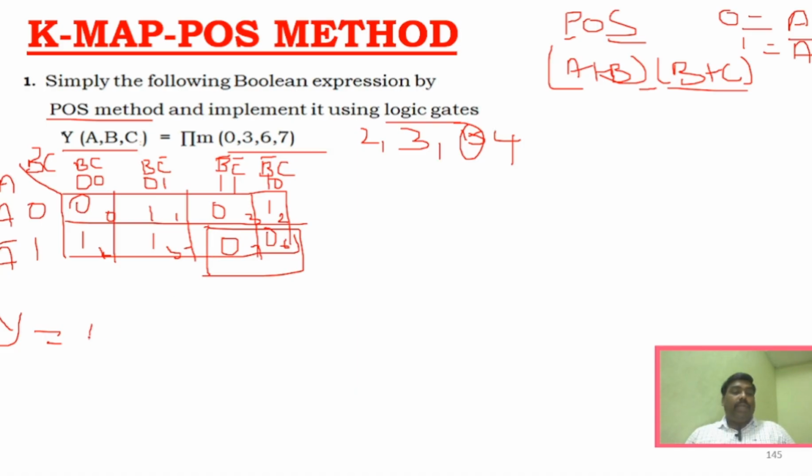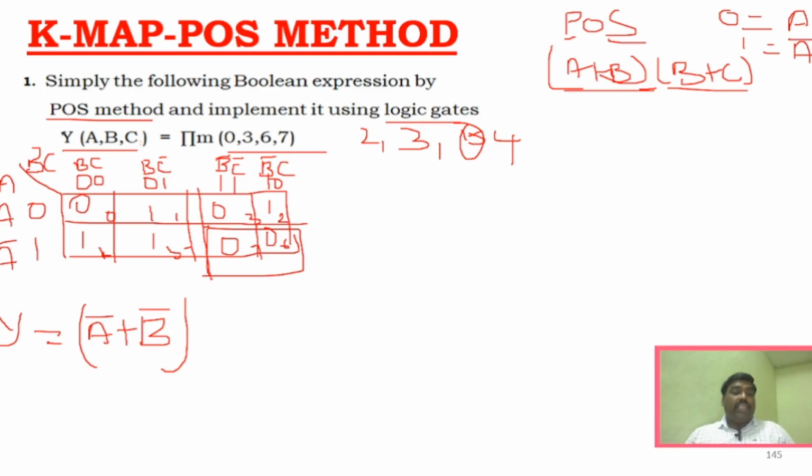So definitely there will be A bar, correct? There will be A bar, right? And among these two, we know that it is a product of sums. So it is A bar, and among these two, what you will do? B bar, C bar, and B bar, C. C and C bar get cancelled, so you'll have only B bar, right? So you'll write it as a sum here, A bar plus B bar, correct?